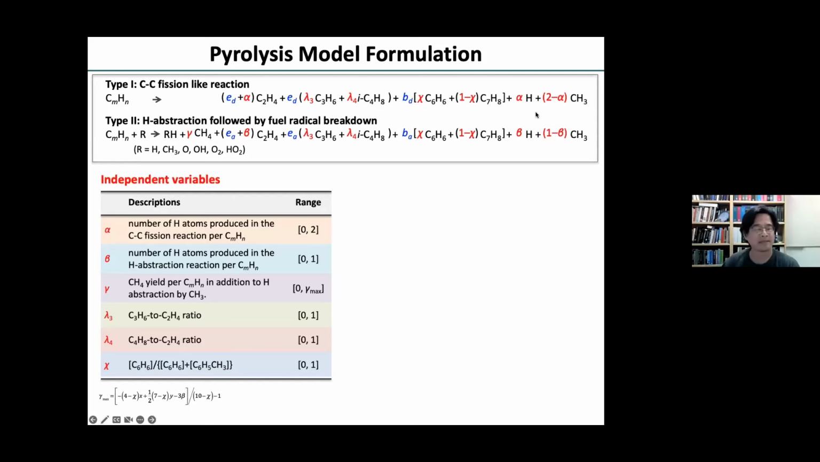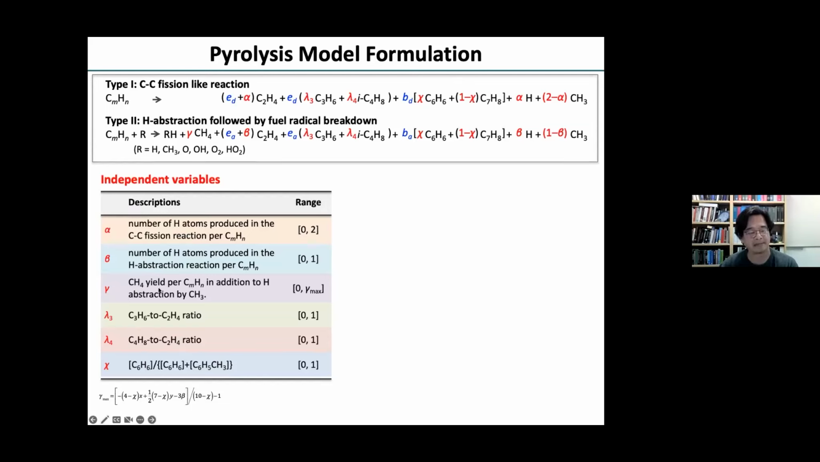So if you ask me, why did I cast the model in this way? It is because algebraically it's the simplest, and each of these Greek letters are independent variables, and they have physical significance. For example, the parameter alpha is the number of H atoms produced in the C-C fission reaction per fuel molecule. And beta has its meaning.